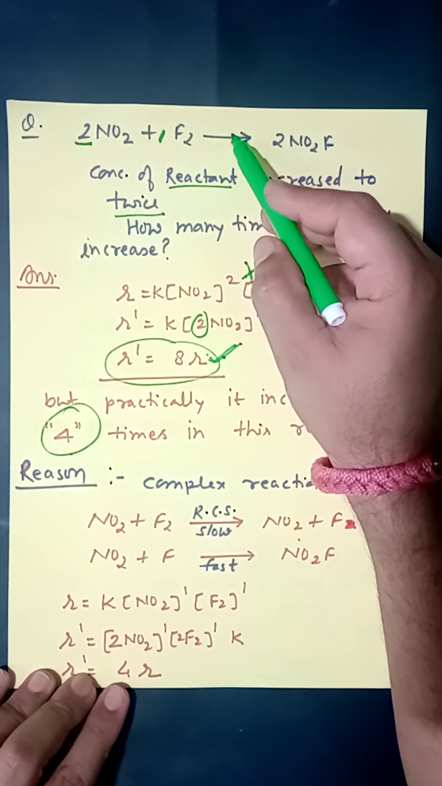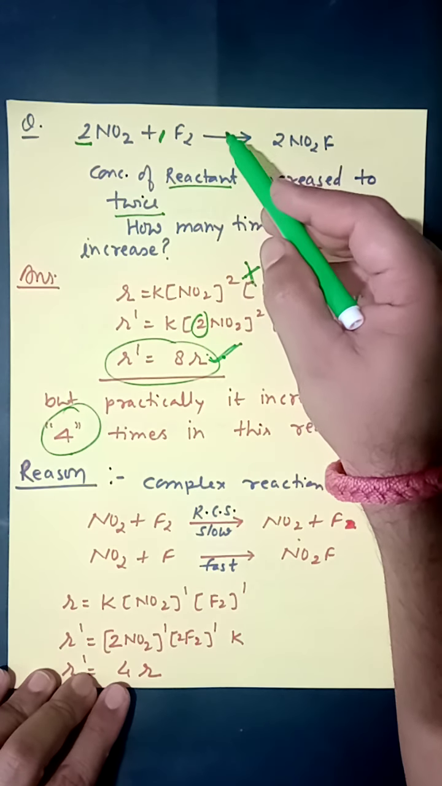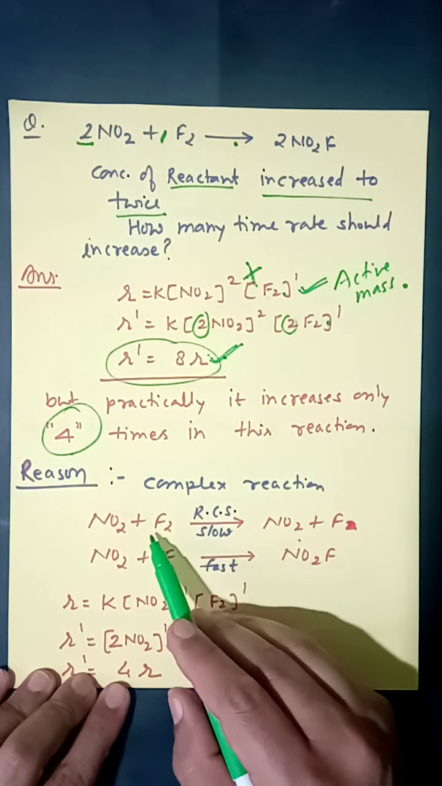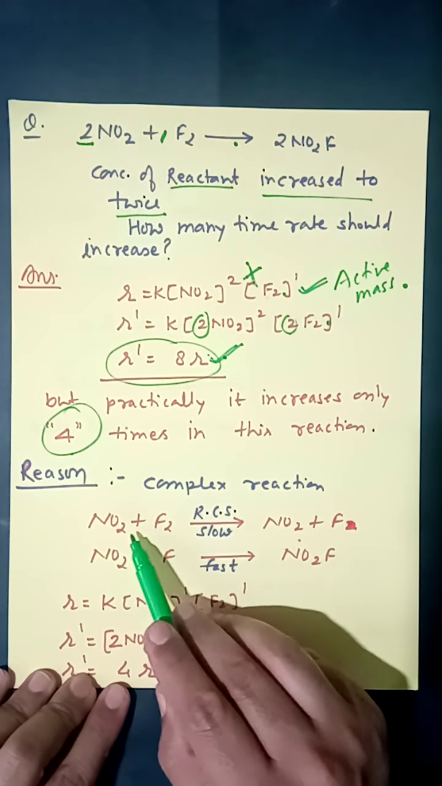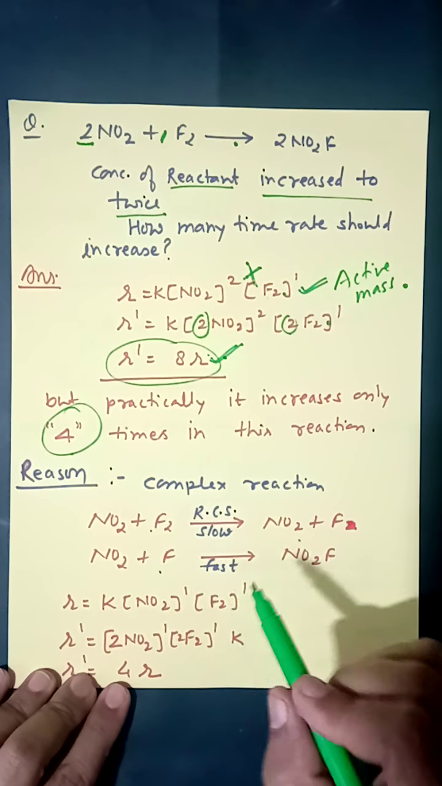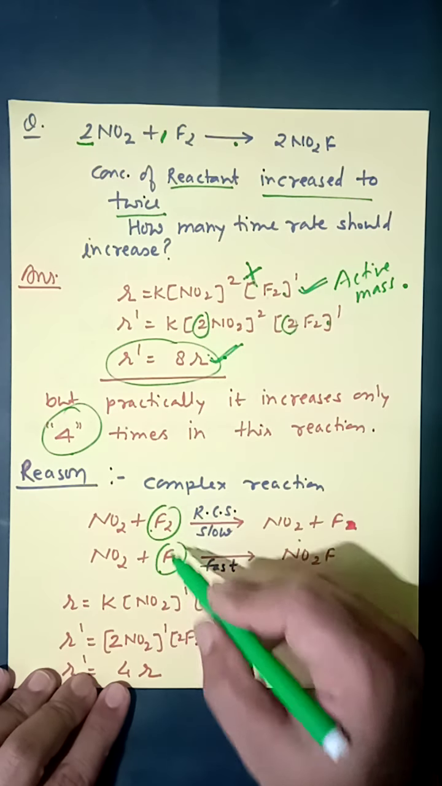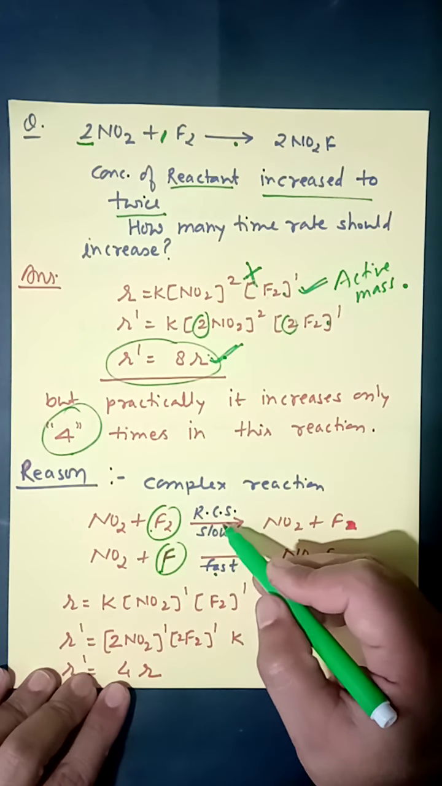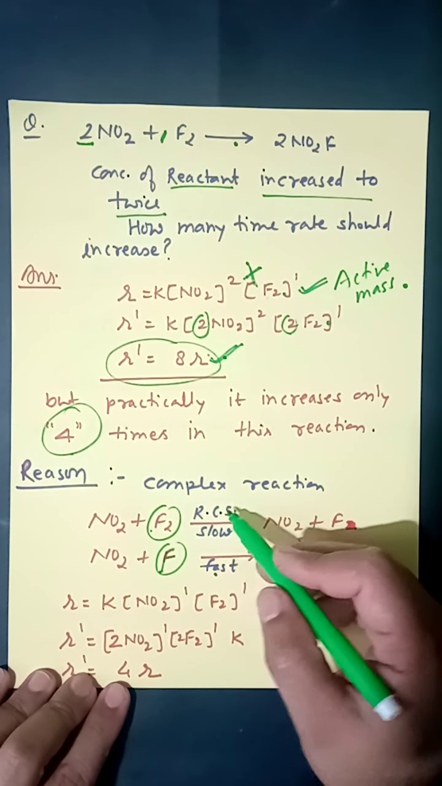This is an example of complex reaction. As we discussed in the previous video, this is an example of complex reaction, and here this reaction completes in 2 steps. This is the first step, this is the second step. You all know this is F, highly reactive, and therefore this is a fast step. This is the slow step and rate controlling step.